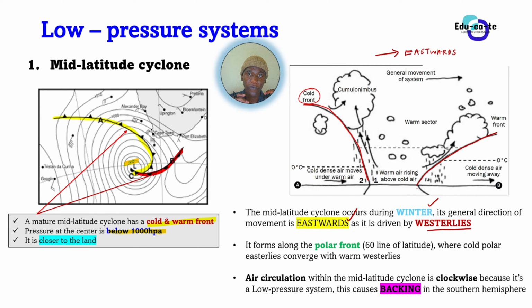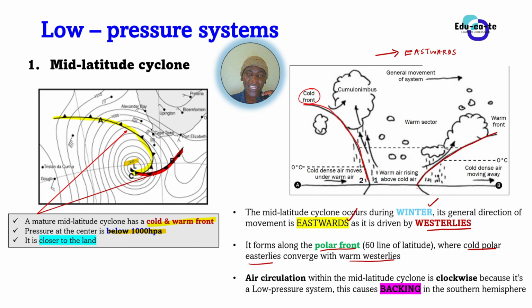It is because we have got westerly winds, those warm westerlies that are coming from the 30 degrees line of latitude. The mid-latitude cyclone basically forms along the polar front at the 60 degrees line of latitude, in case you might need that. The winds that contribute to the formation of mid-latitude cyclones are two. We have got cold polar easterlies and warm westerlies. They converge and end up having a frictional drag, causing a mid-latitude cyclone to occur.